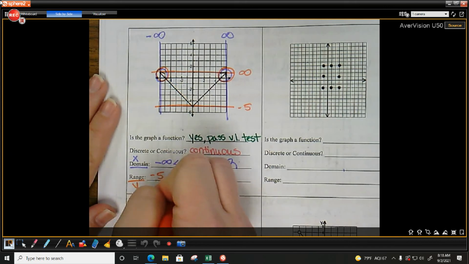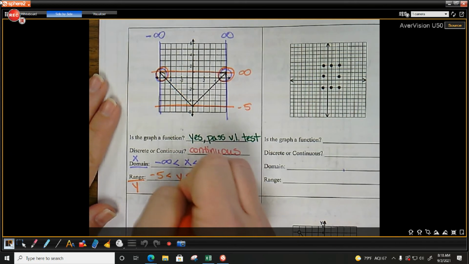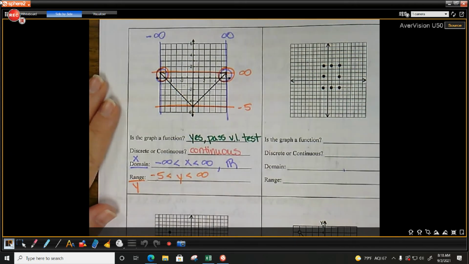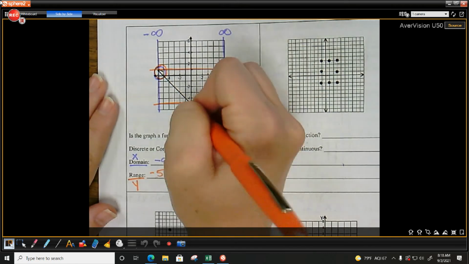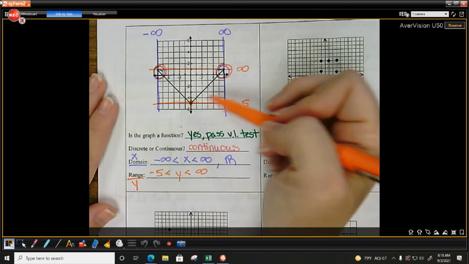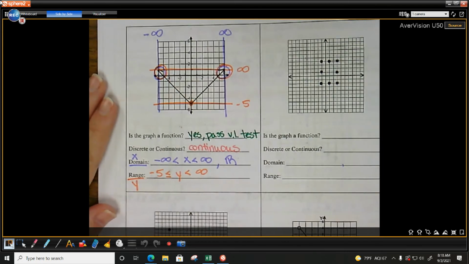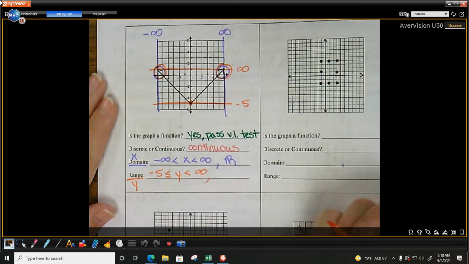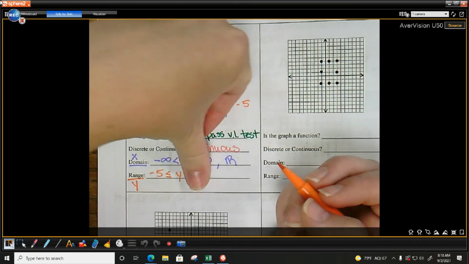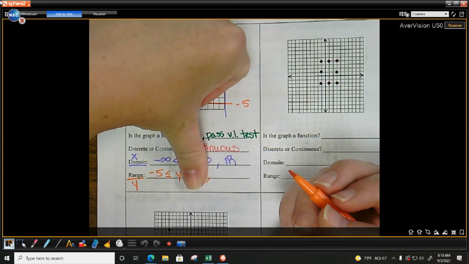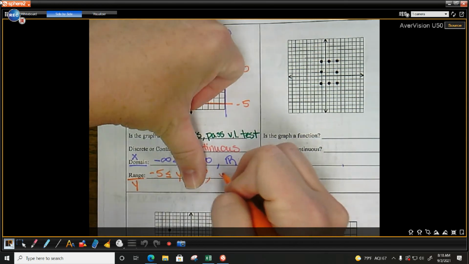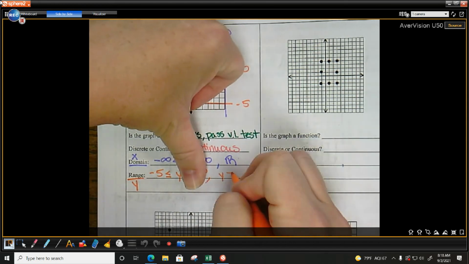Does my graph actually get down here to where y is -5? Yeah, so I'm going to include it. Is there another way to write this? Because I don't need the infinity, so how could I write it without the infinity? Y is what? Y is greater than or equal to -5. Very good. Good?